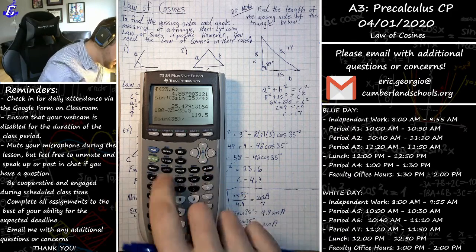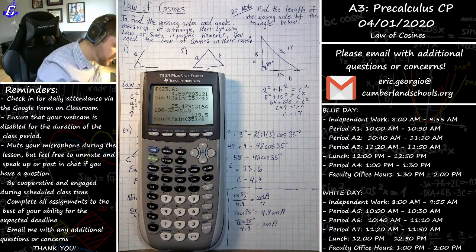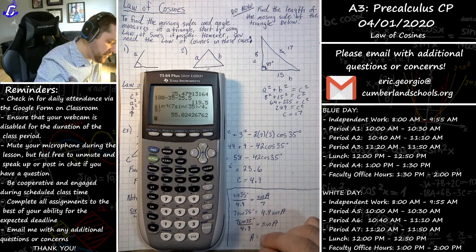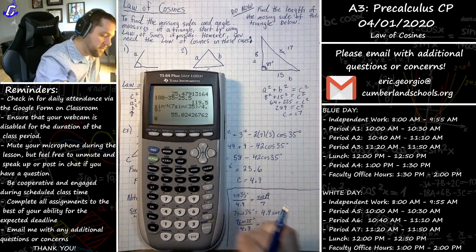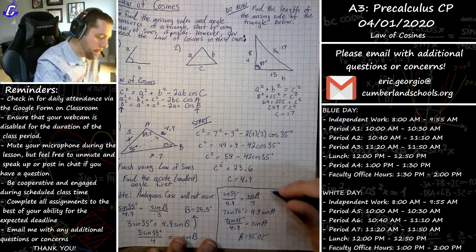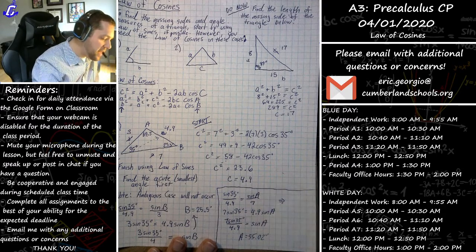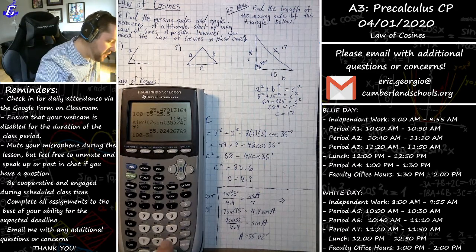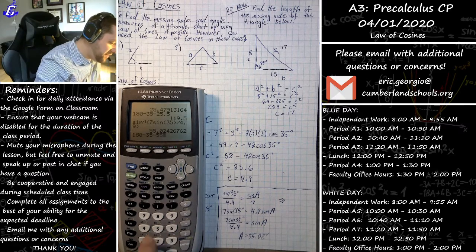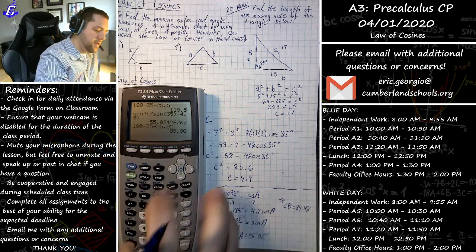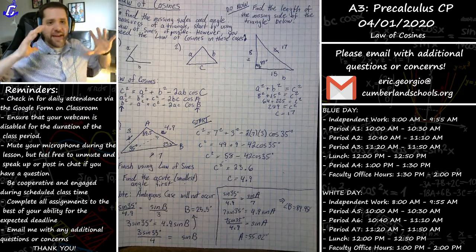We want to do the sine inverse of 7 sine 35 divided by 4.9. And your calculator would tell you that angle A is 55.02 degrees, right? Which would then imply that angle B would be 180 minus 35 for angle C minus 55.02 for A. That would mean that angle B would have to be 89.98. But how could angle B be that huge angle?